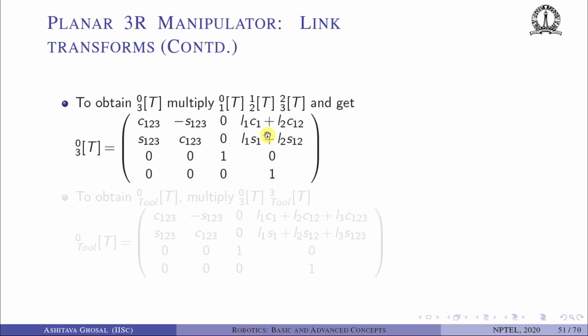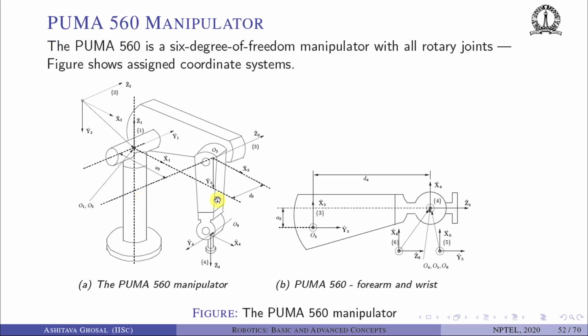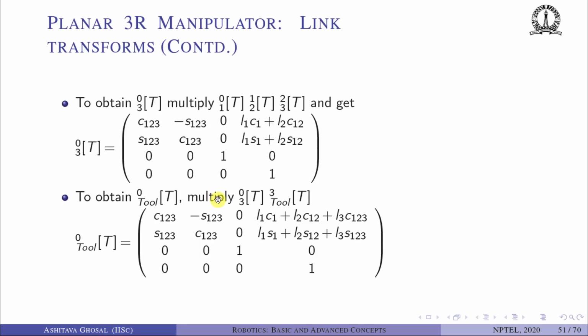Okay, this makes sense. If you want to obtain the tool coordinate system with respect to the 0th coordinate system, we can just multiply 0 3 T by 3 tool T. Again, because the rotation matrix of this tool coordinate system is identity with respect to the third, nothing happens to this 3 by 3 part. However, the position now will have one more term, which is L3 C123. So if you go back and see the picture, this again makes sense.